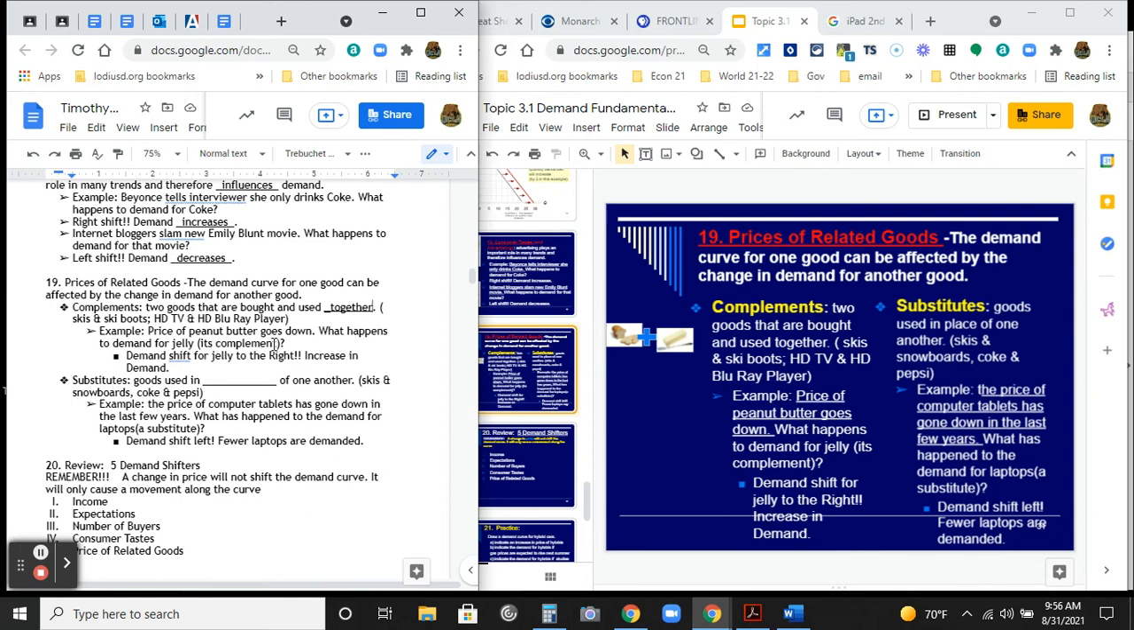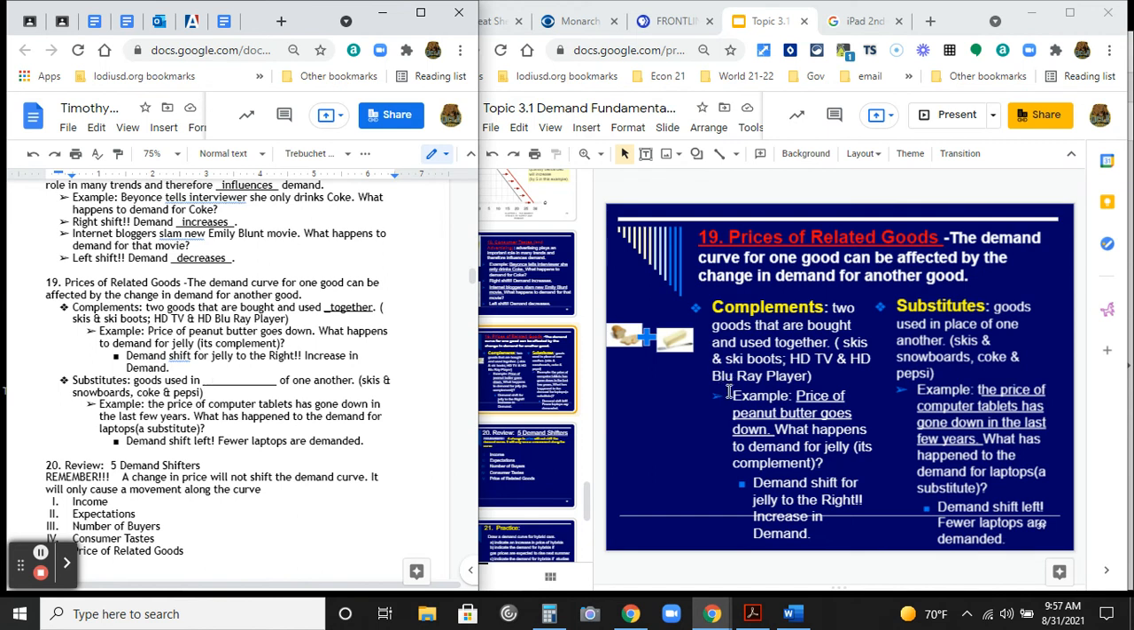So let's say the price of peanut butter goes down. What happens to the demand for jelly and its complement? It's going to go up because people are going to want more peanut butter if the price goes down and everything else stays constant. So there's going to be an increase in demand because the complementary good also has an increase in demand. But some goods are substitutes.